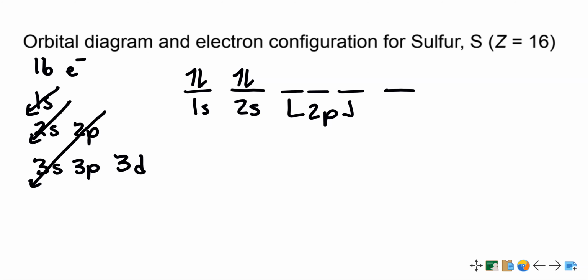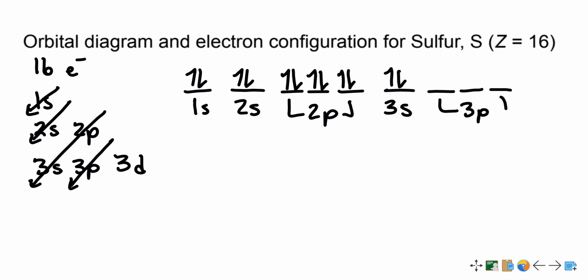And 3s. Now remember, our seats only get filled up one at a time. Our rooms only get filled up one person at a time, or one electron at a time. So 2, 4, 5, 6, 7, 8, 9, 10, 11, 12. Then after that is 3p. 1, 2, 3, 12, 13, 14, 15, 16.